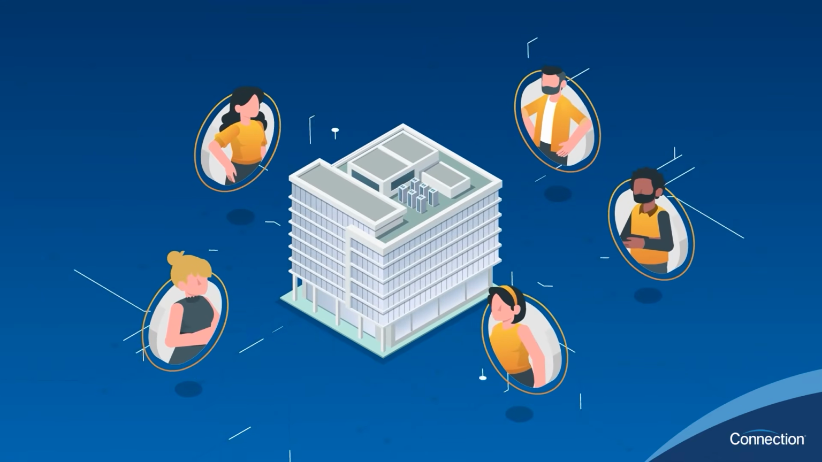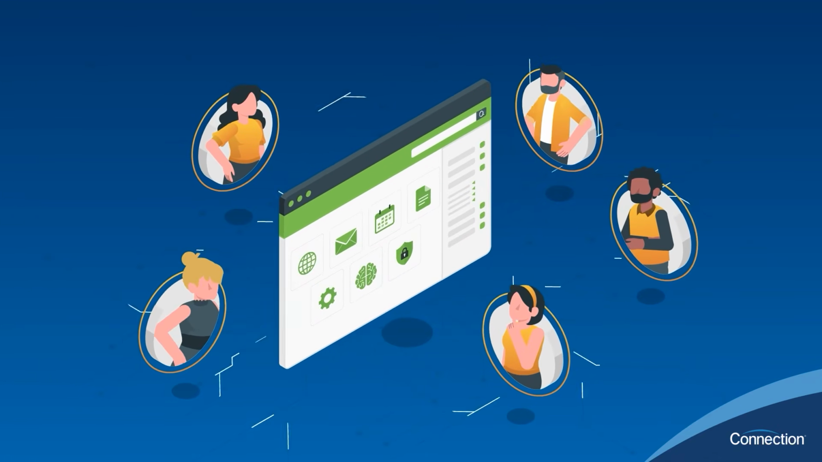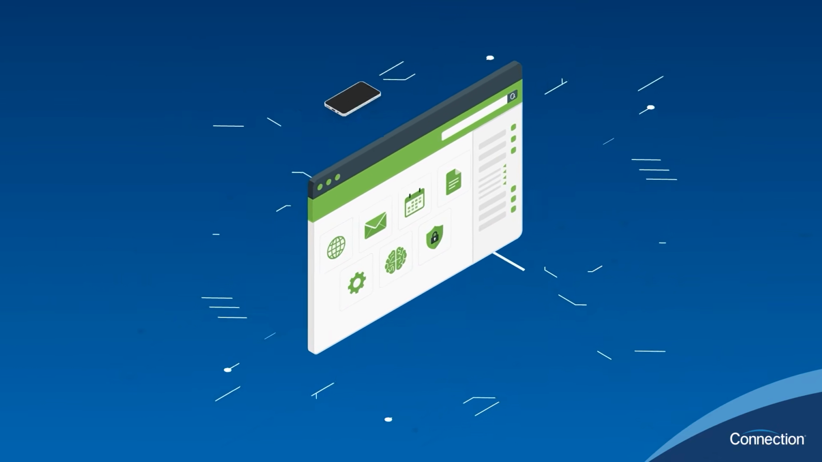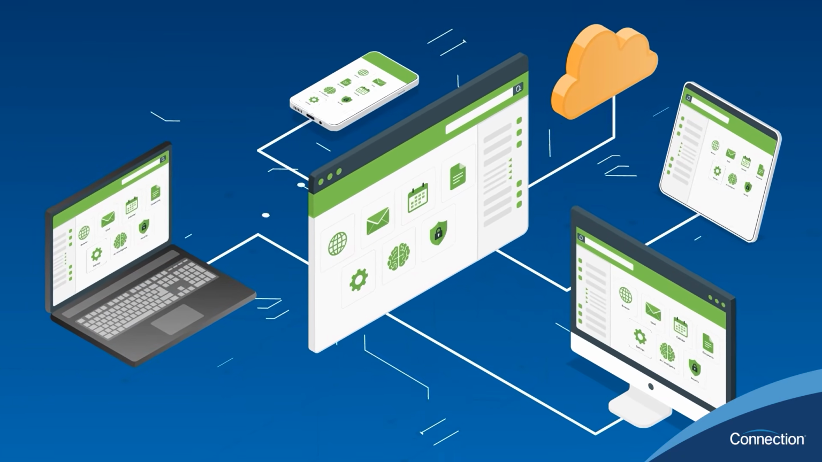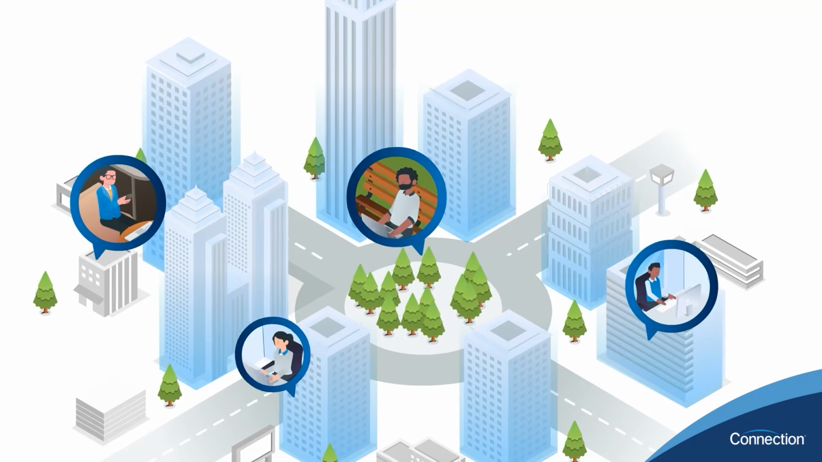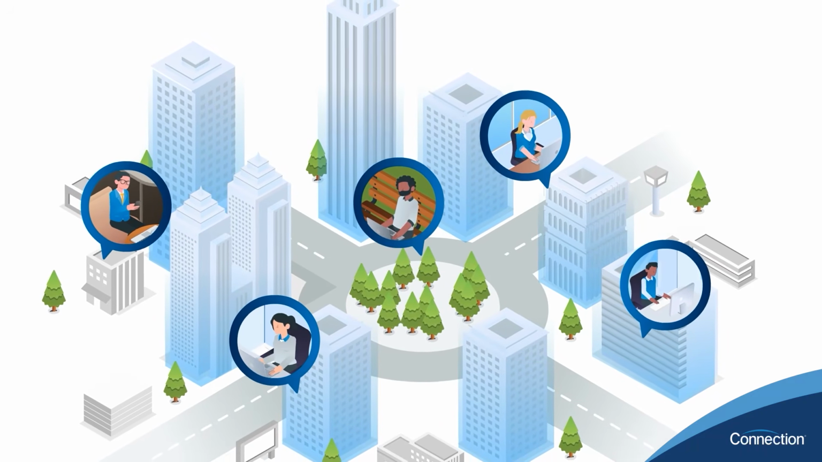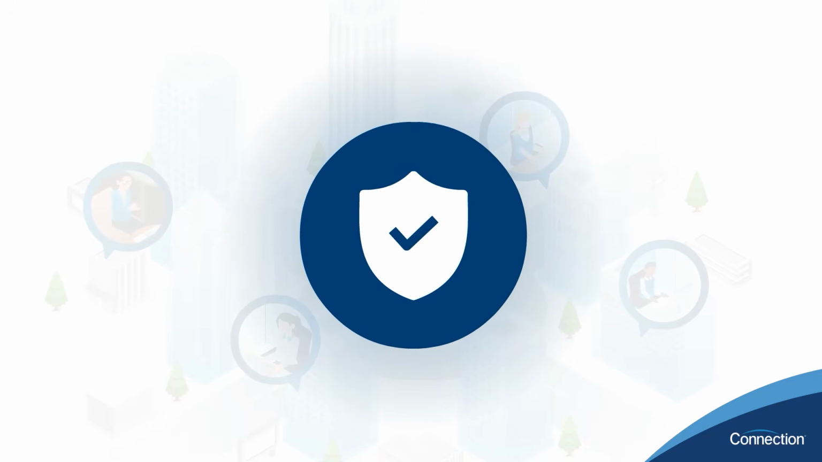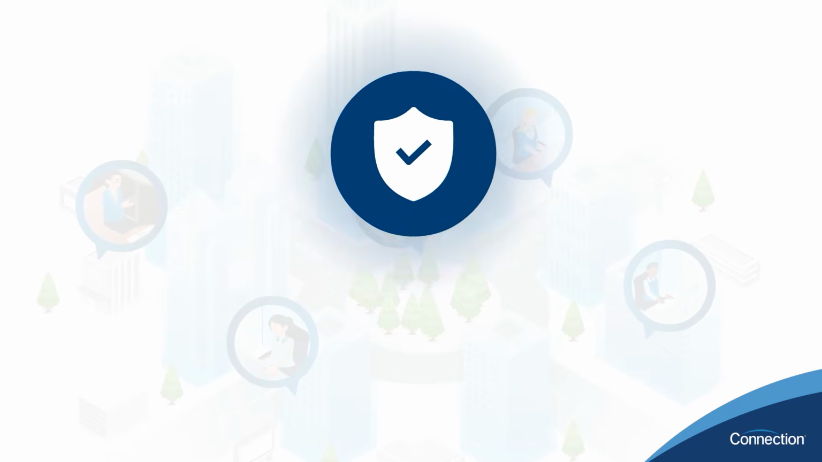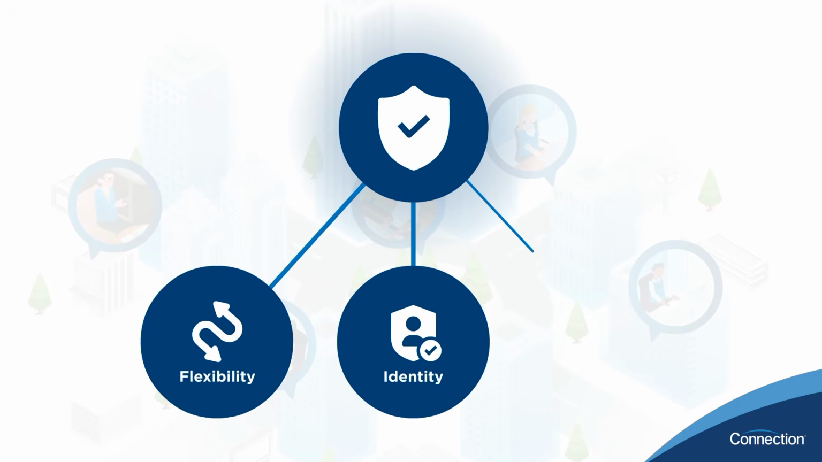The way organizations connect users to applications has fundamentally changed. Cloud adoption, hybrid work, and mobile access have dissolved the traditional network perimeter, replacing it with a highly distributed environment where users, devices, and data operate from anywhere. This shift demands a new approach to secure access, one built for flexibility, identity, and scale.